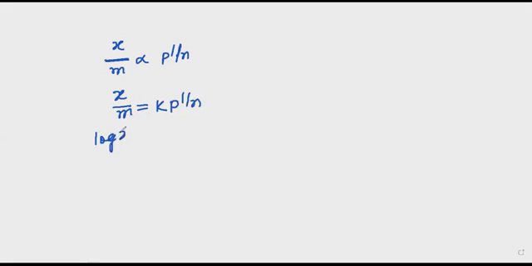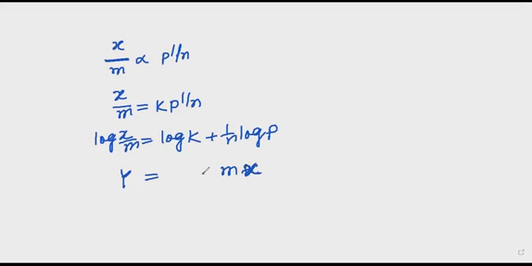Now we come to the next page. Freundlich explained x upon m is directly proportional to p to the power 1 upon n, meaning x upon m is equal to k p to the power 1 upon n. If we take the log, log x upon m is equal to log k plus 1 upon n log p. If you imagine this as y equals mx plus c, a straight line equation, then you see that 1 upon n is equal to m, the slope.